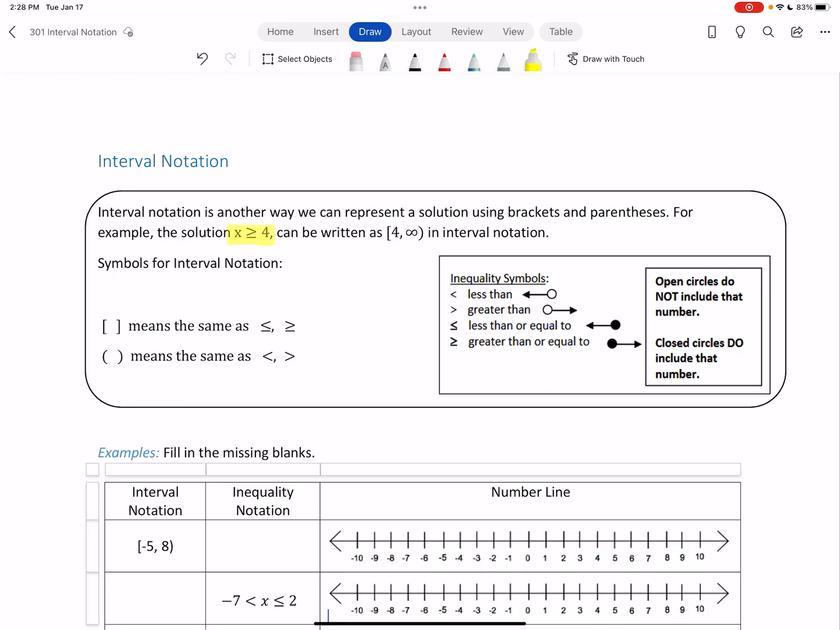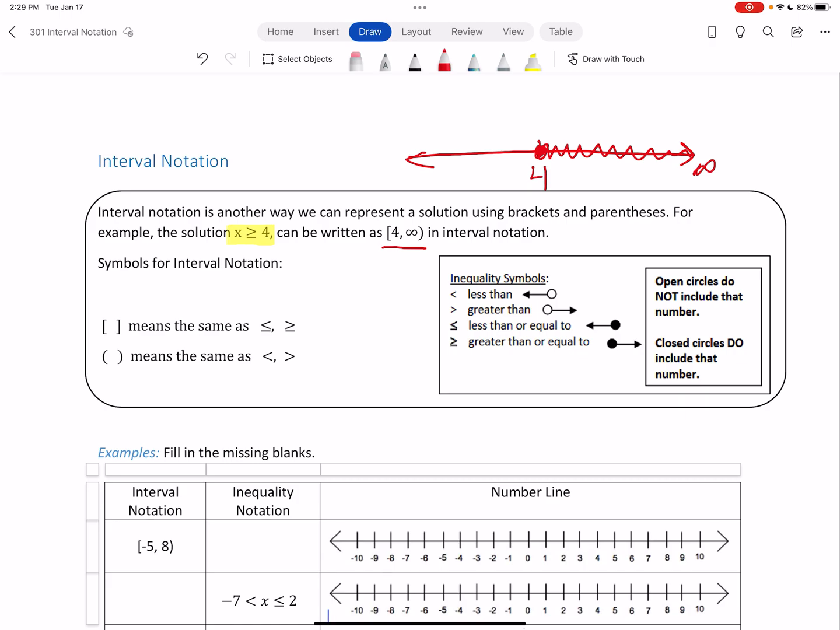I want another way to write that because it's a lot of numbers, so we say we're going to start at 4 and go all the way to infinity. On a number line, it looks like 4, and I want all the numbers from 4 to infinity, including 4 because I have that equals sign. To write that in interval notation, I write bracket 4, comma, infinity, parentheses.